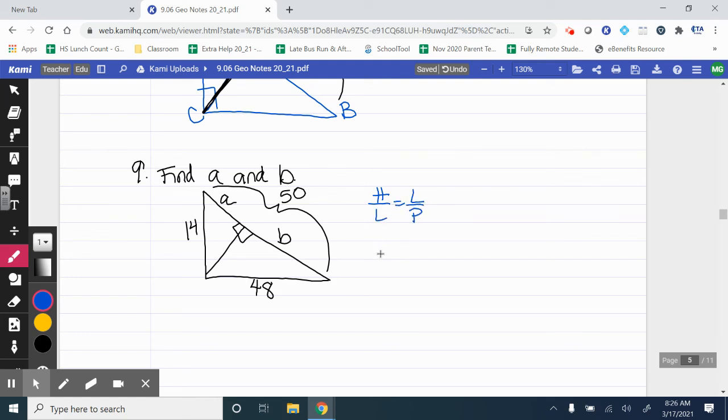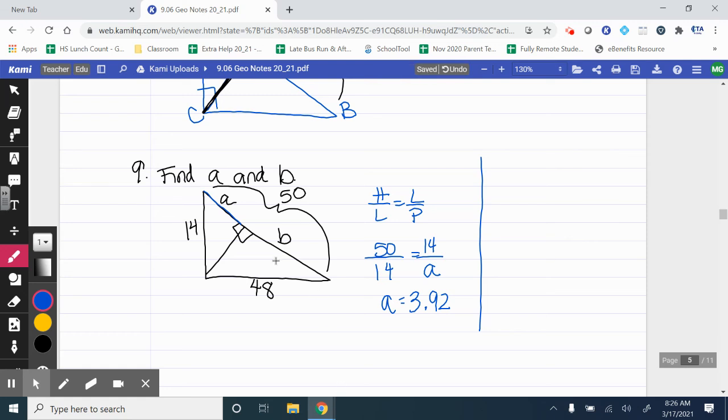So here I would take my whole hypotenuse 50, and you can decide which one you want to find first. So if you did 50 over 14 equals 14 over A, that'll find A for you. And that should come out to 3.92. Now to find B, you have to do another proportion.